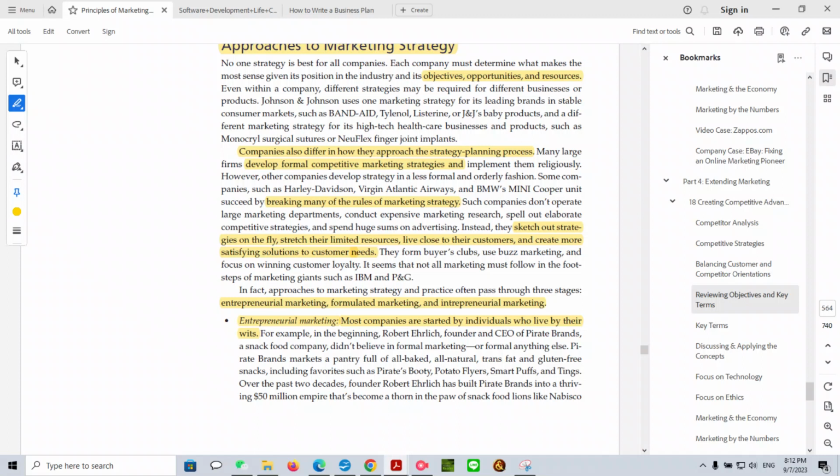They don't believe in formal marketing or formal anything else. Pirate Brands markets a pantry full of all baked, all natural, trans fat, and gluten-free snacks such as Pirate's Booty, Potato Flyers, Smart Puffs, and Kings. Okay? Over the past 2 decades, founder Robert Elric has built the Pirate brand into a thriving $50 million empire and become a thorn in the paw of snack foods like Nabisco and Frito-Lay.